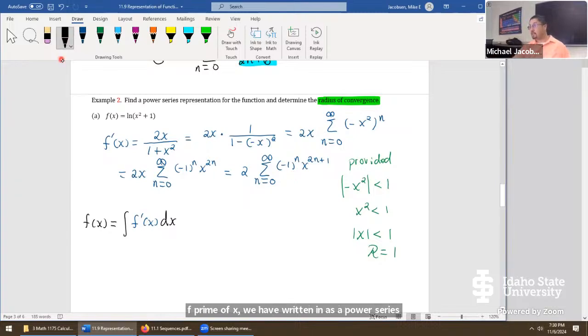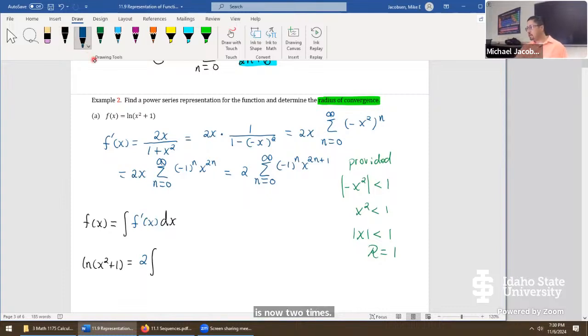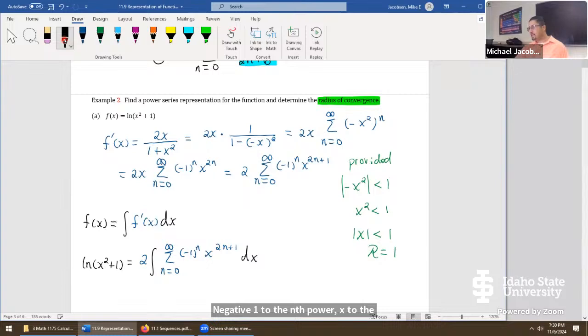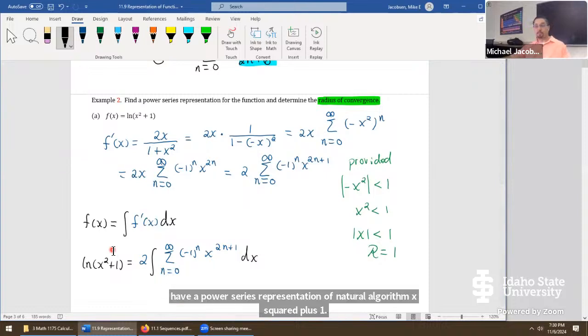So here's our next step. F of x, which is natural log of x squared plus 1, let's say that right now, just to be specific, is now 2 times the indefinite integral of the summation from 0 to infinity, negative 1 to the nth power, x to the power 2n plus 1 dx. So once we resolve what all this is, we have a power series representation of natural log of x squared plus 1. So that's the trick on this new batch of problems.